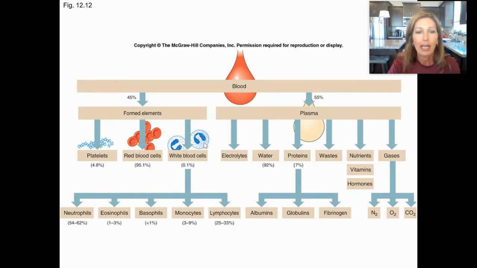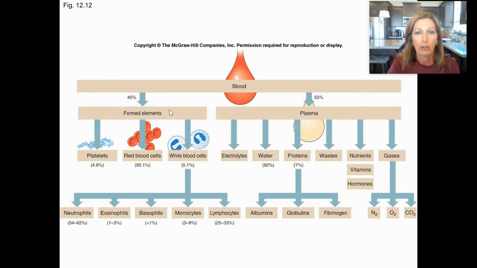Now, when we talk about white blood cells, collectively they are referred to as leukocytes. All of these different types in here, neutrophils, eosinophils, basophils, monocytes, and lymphocytes, are classified as leukocytes.